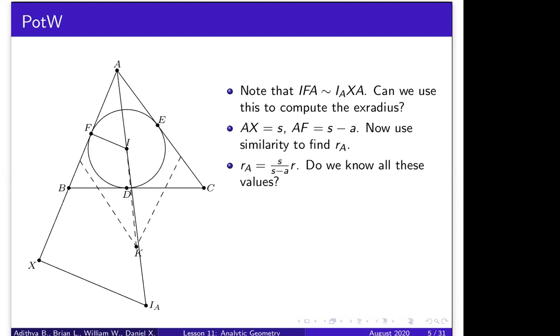Well, remember from the beginning that the question doesn't only say that BC is equal to 98. We actually have that AB plus AC is equal to 3BC. So given this, can anybody find the value of S over S minus A? Remember, S is just the semi-perimeter.